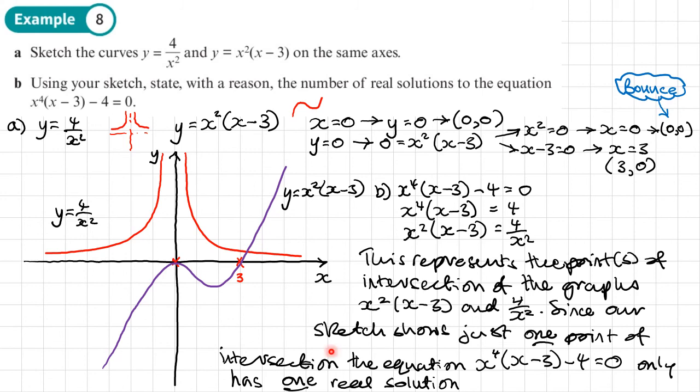So we can finish this off by saying that since our sketch shows just one point of intersection, and that's this point of intersection here, let's highlight it rather than draw over it, the equation, this equation here, which we rearranged, only has one real solution. For every point of intersection, that represents a solution to this equation. We've only got one point of intersection.